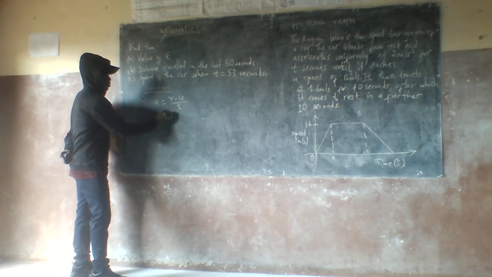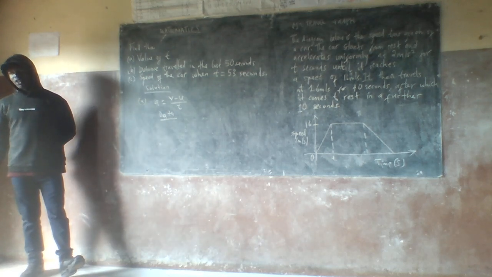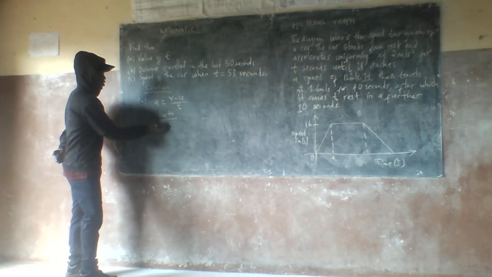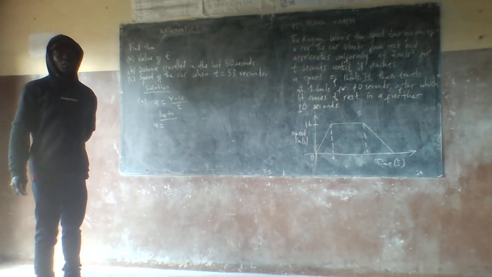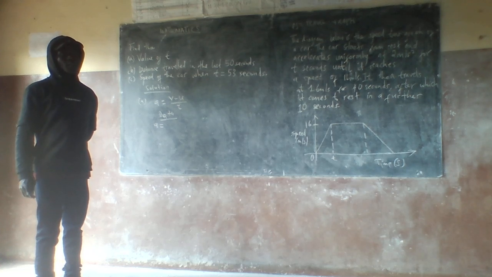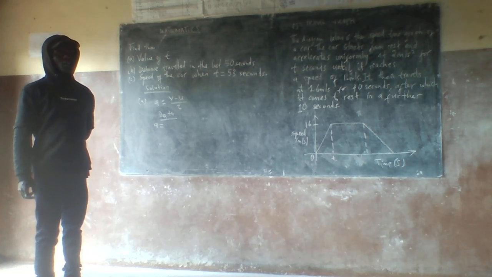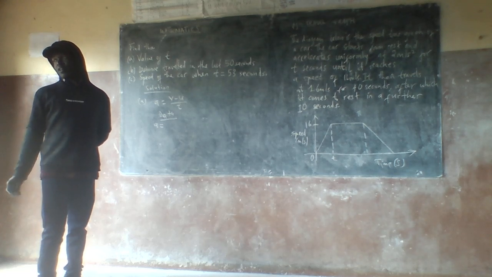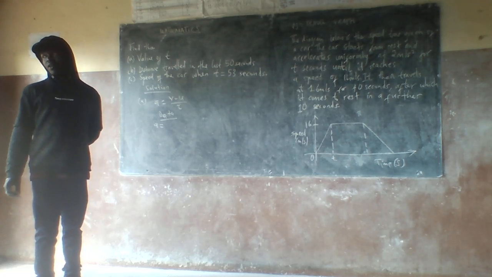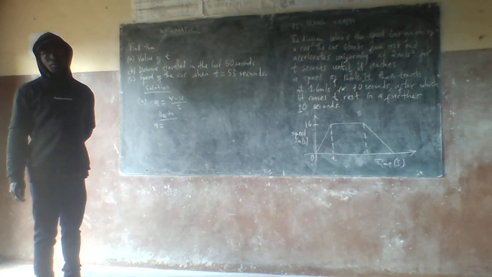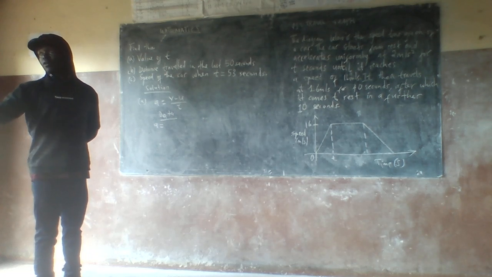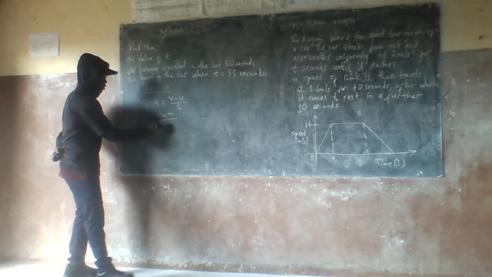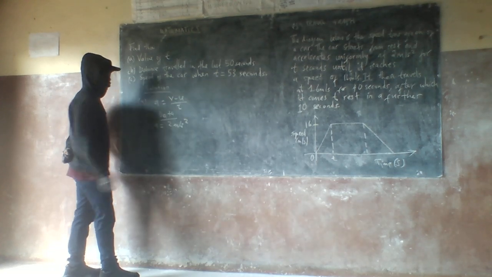Data. So from our information, what is A? A is acceleration. What is the value for A? 2 what? Correct. 2 meters per second squared.